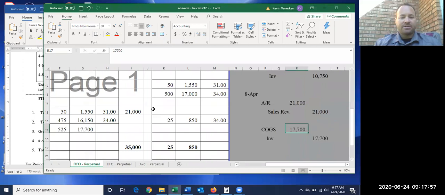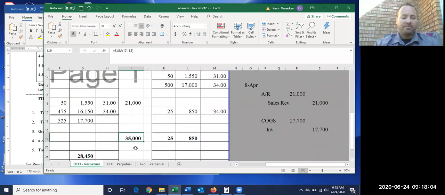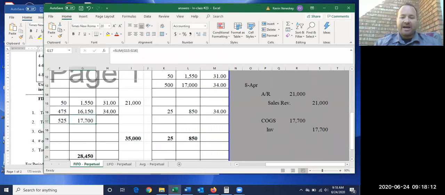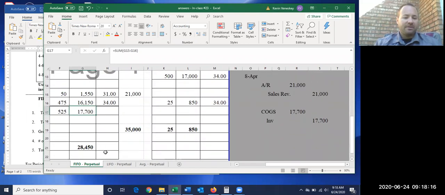My total sales, I added up my sales total column here, the 14 and the 21. So I made 35,000 in sales. My total cost of goods sold, I did the same thing. I added up my 17.7 and the 10.750. When I add those up, I get the cost of goods sold, 28,450.